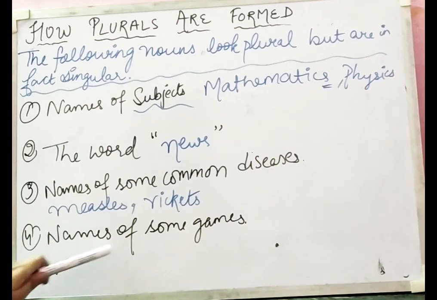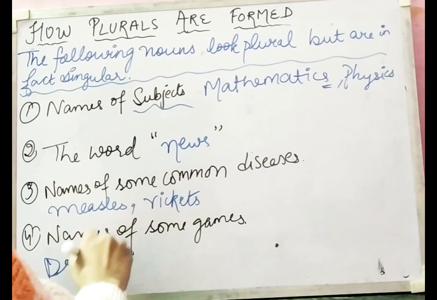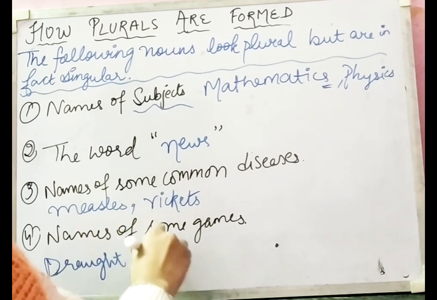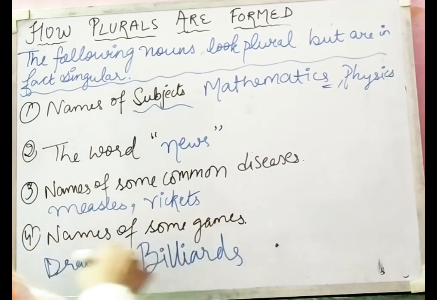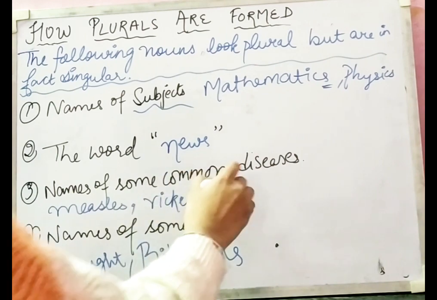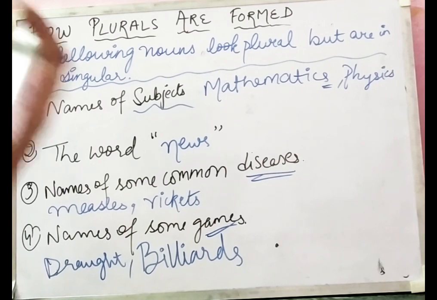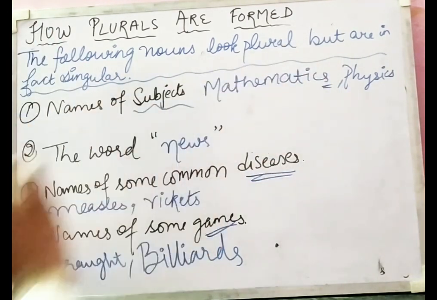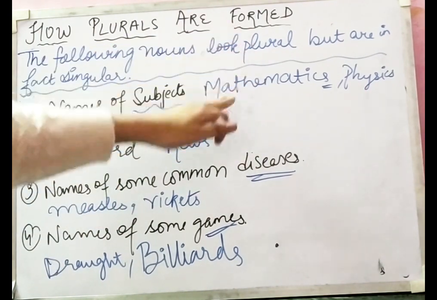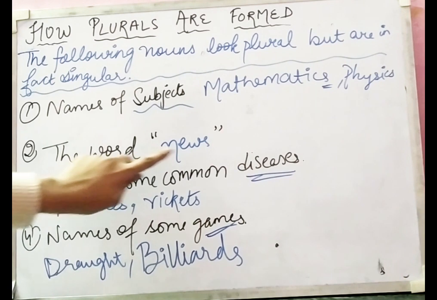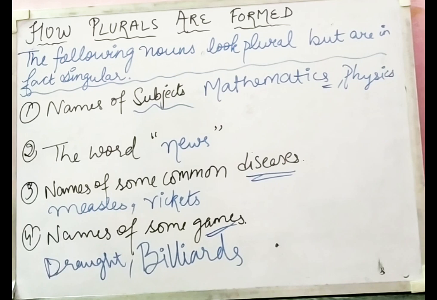Names of some games like drought. I don't know which game is drought, and billiards. I think billiards you all know, you have played games also. So these are some examples. They look plural, but in fact they are singular. Like subjects, we thought subject will be many, but mathematics, physics are only one subject. What news? This is only one, not many newses. There is no newses. Newses is not a word.